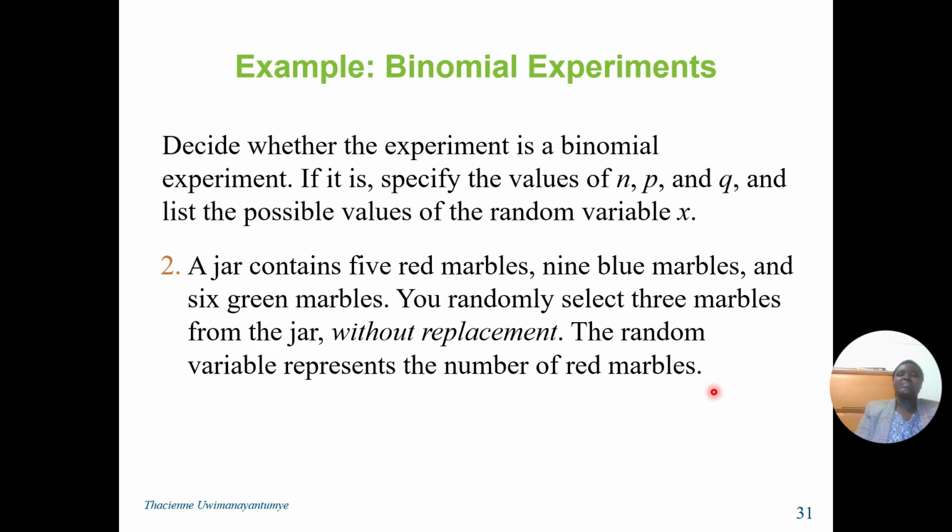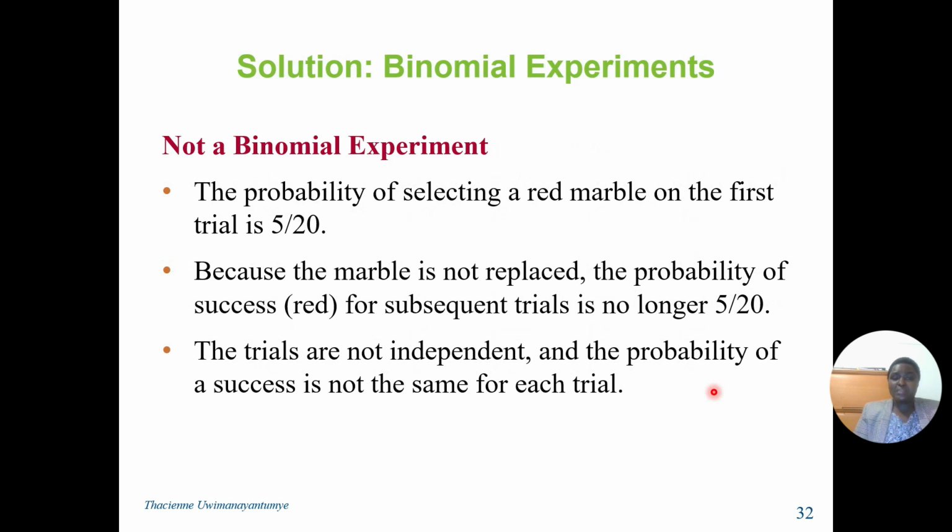This is not a binomial experiment, but why? This is not a binomial experiment because first, the probability of selecting a red marble on the first trial will be 5/20 because there are altogether 20 marbles and 5 of them are red. But because the marble is not replaced, the probability of selecting red for subsequent trials is no longer 5/20. For instance, for the second trial, it will be 4/20 because 1 is taken away. And for the next one, it will be 3. So you see, we don't have the same probability of success.